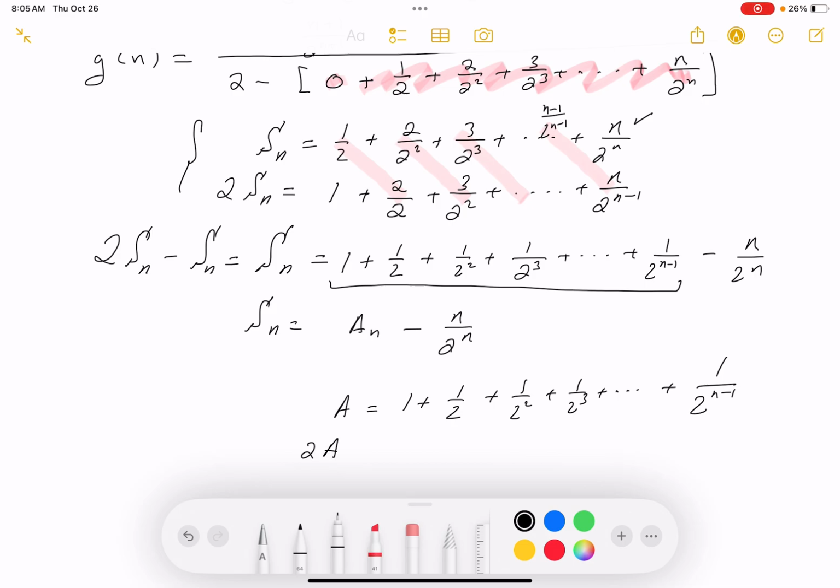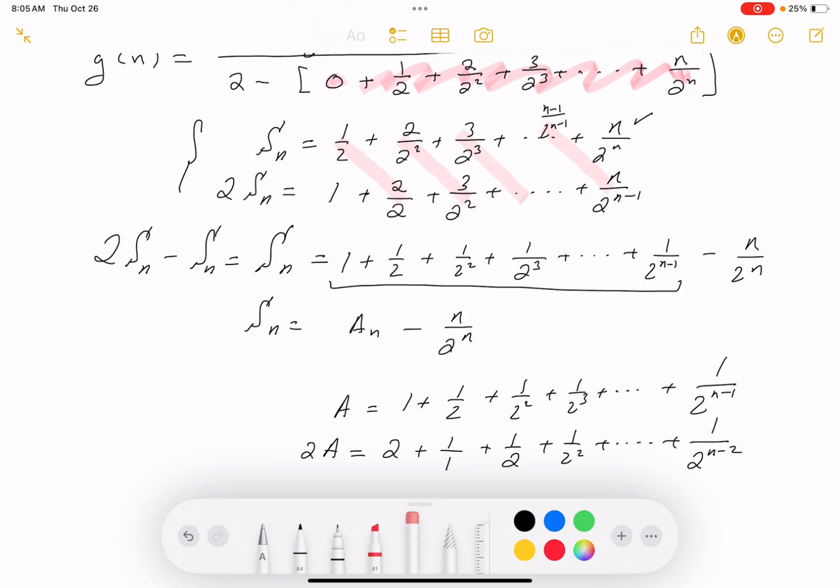I'm going to do the same thing, 2A. You get 2 plus 1 over 1 plus 1 over 2. I'm multiplying by 2, by the way. 1 over 2 squared plus, let's do the last term. If you multiply that by 2, this is 2 over 2 to the n minus 1. That'd be 2 to the n minus 2. Let me get my eraser out. Erase this over here. I don't need that anymore.